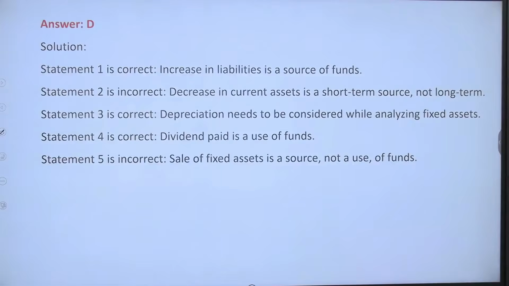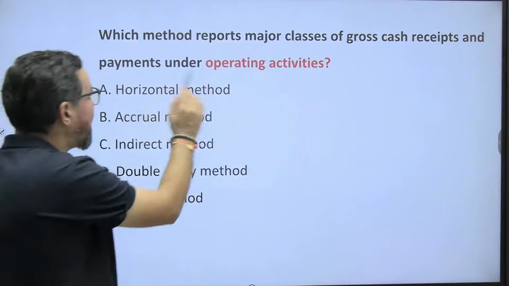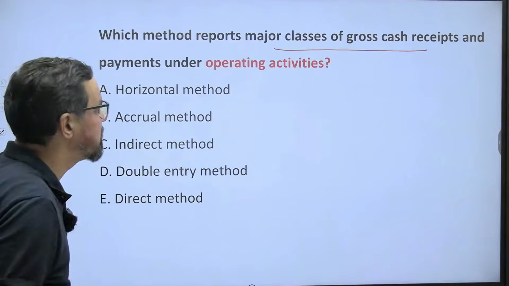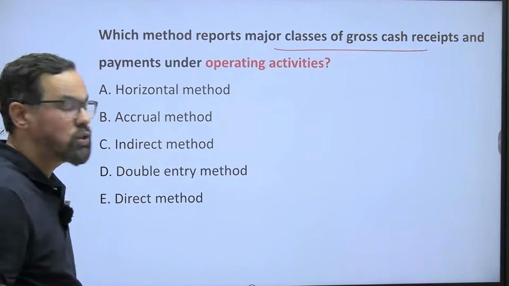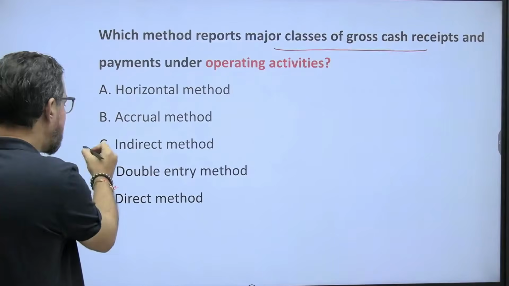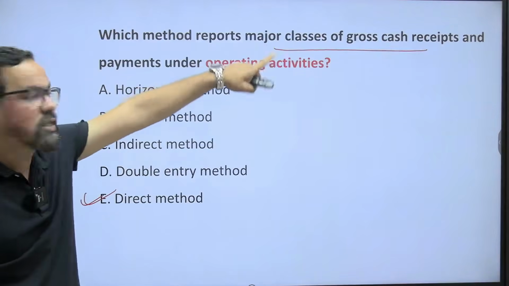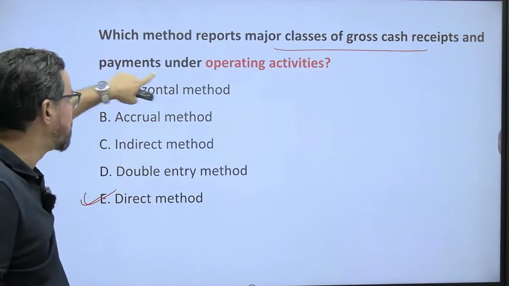Correct. Next one. Which of the following methods reports major classes of gross cash receipts and payments? We have the indirect and direct methods. When it is about gross cash receipts and payments, it comes under the direct method.